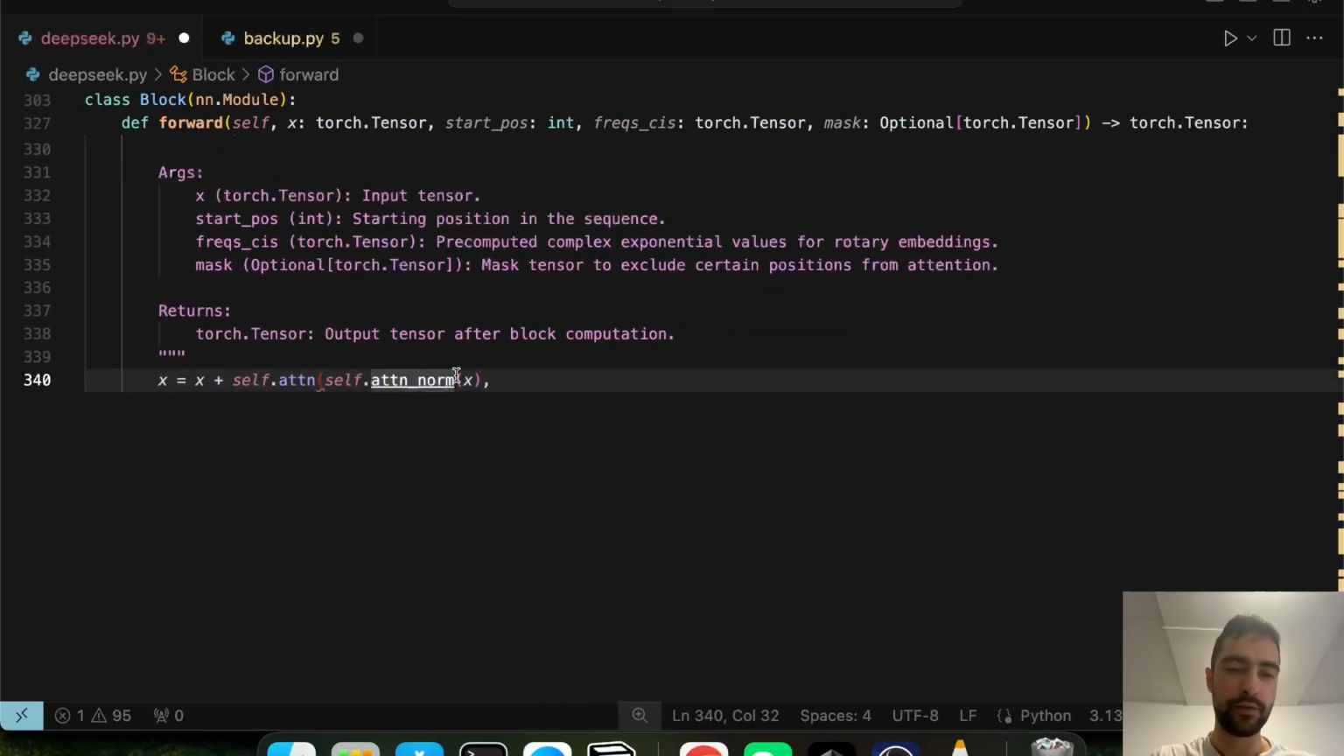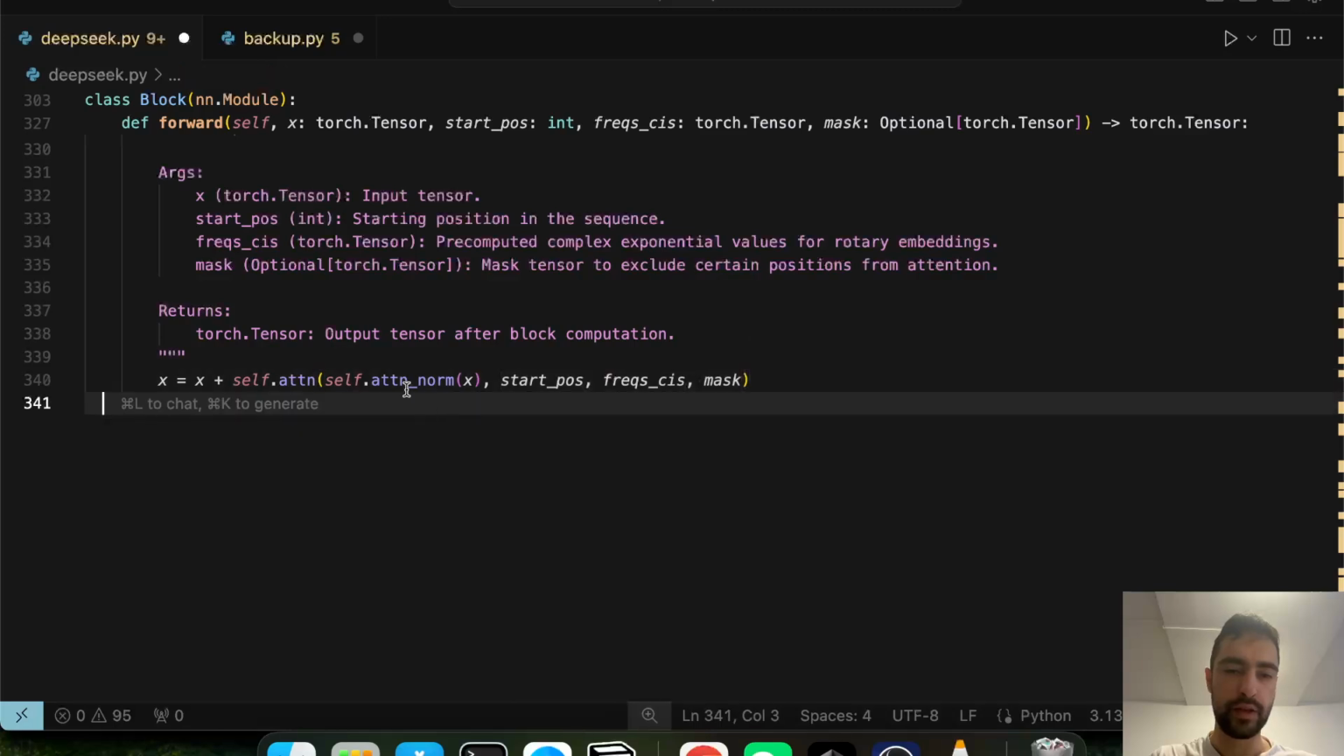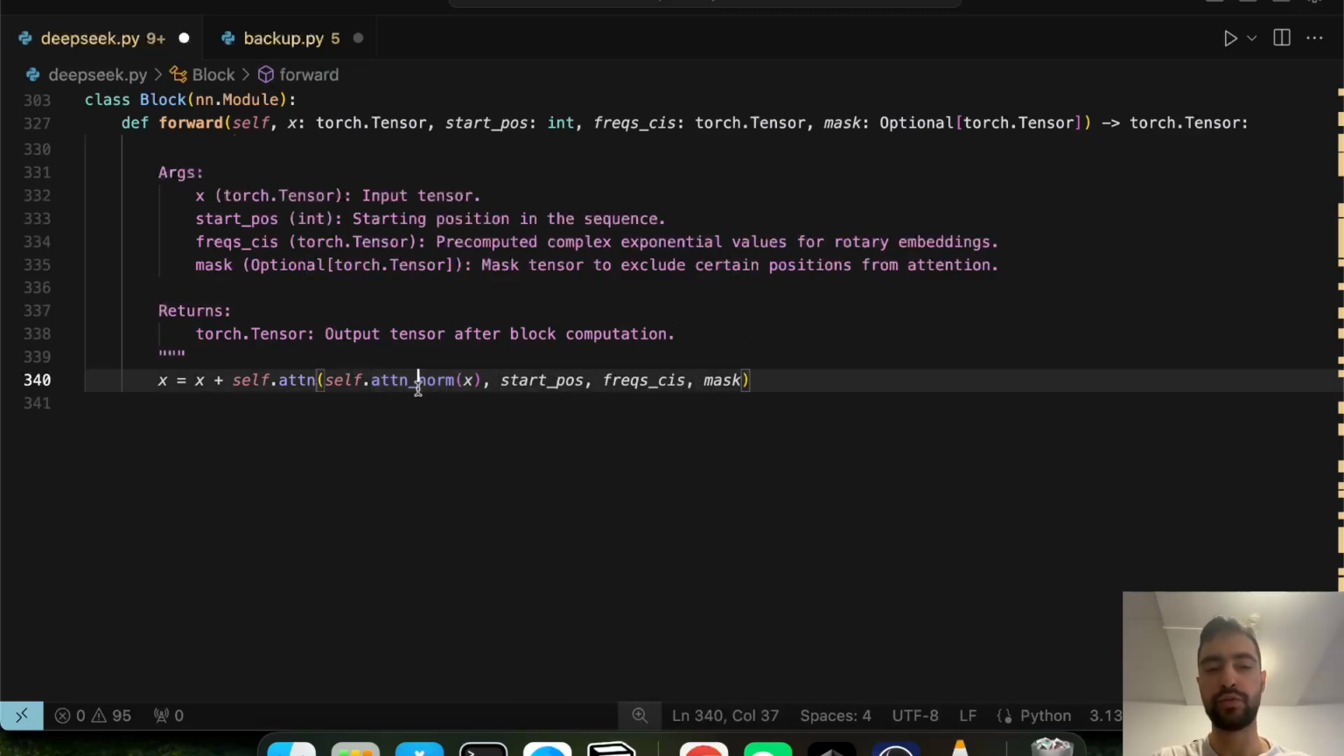So we pass X through attention normalization, and then we pass it through self-attention, and we give it the key value cache, start position, and masks and rope, and then we have a residual connection here.